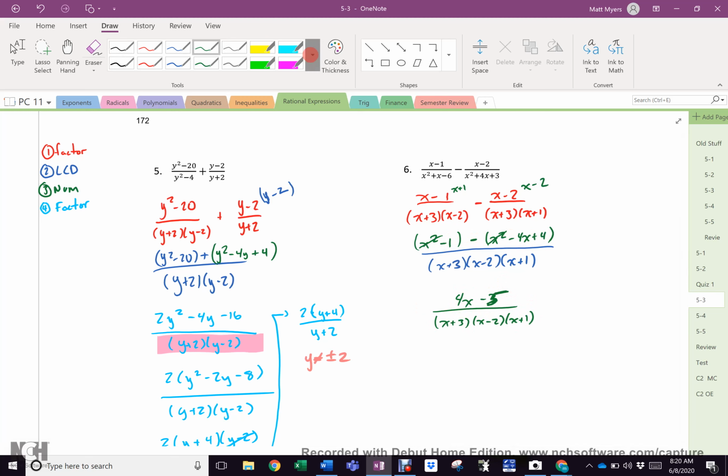And we remember that x cannot equal negative 3, negative 1, and 2.